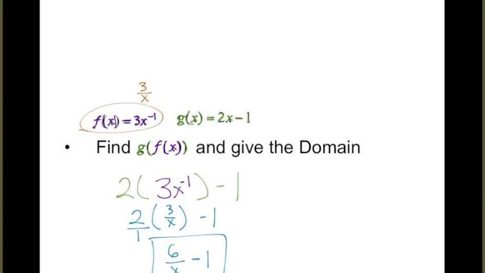So do we have any even roots? Nope, there's no roots in there at all. Do I have any division? Yes. So what can x not be here? 0, because that's what would make us divide by 0.